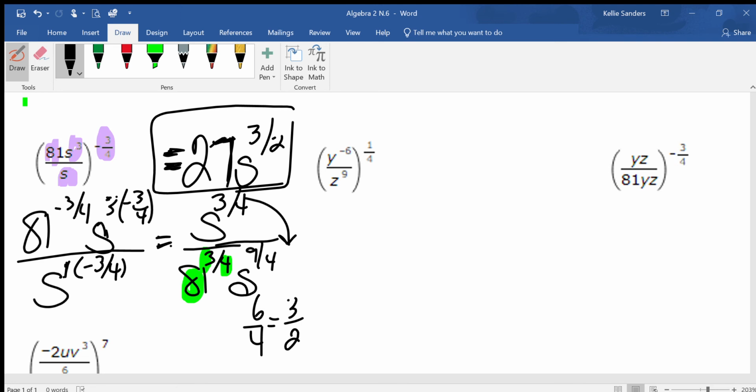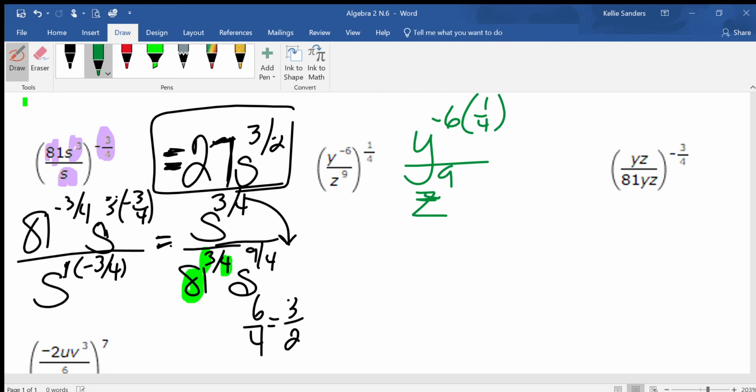Okay, so we have y to the negative 6 times 1 over 4 over z to the 9 times 1 over 4. The y and the z are not the same base. You're not going to put the y together with the z. You're not going to put the z with the 9. You are going to get these answers and make sure that they are positive exponents. Negative 6 times 1 over 4 is negative 6 over 4, which would be negative 3 over 2. 9 times 1 over 4 is 9 over 4.